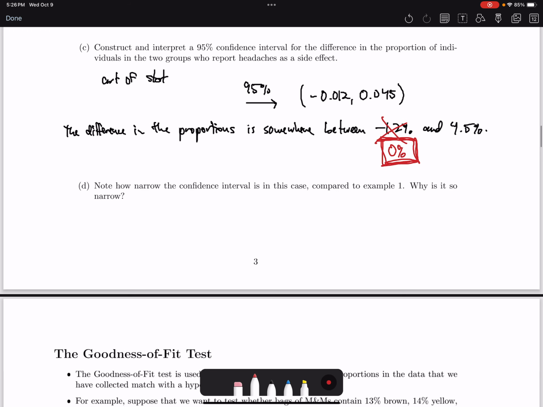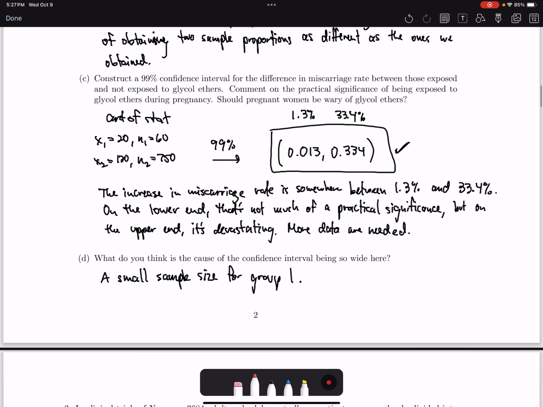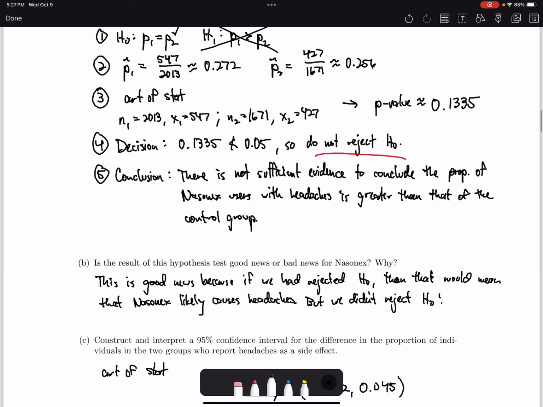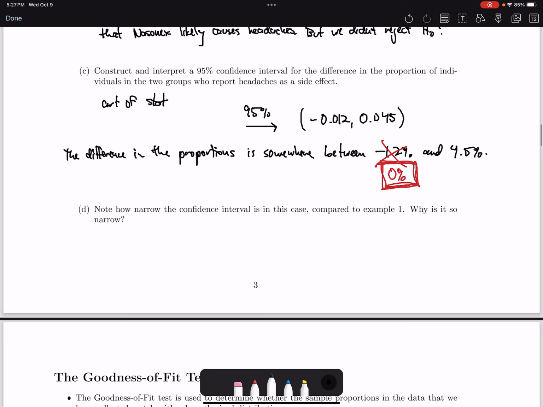Okay, Part D says, note how narrow the confidence interval is in this case compared to example 1. Yeah, I mean, in example 1, just to take a look back at that, there was like a 32% gap. The width of the interval was like 32%. Here, the width of the interval is only like 5 or 6%. So it's significantly more narrow, and I think the reason for this is because of sample sizes, right? Our sample sizes were both large, so we were able to make a pretty accurate prediction, okay?